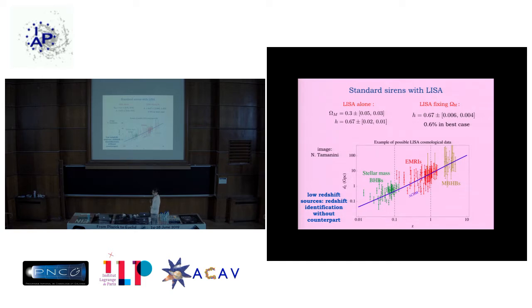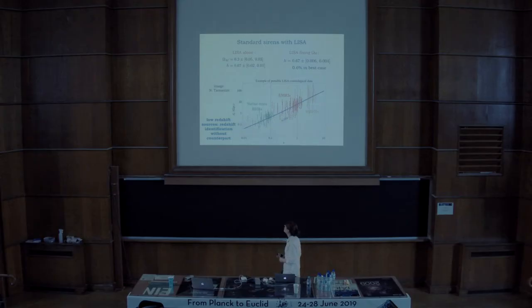On the other hand, there are many possible LISA sources that can be used to constrain the luminosity distance versus redshift relation. These numbers are calculated using only massive black hole binaries. These are binaries of the order of 10^5 to 10^7 solar masses, and they are typically at quite high redshift, in any case larger than one. So it is not surprising that these kinds of sources don't give a very good measurement, especially if you put some dark energy in it.